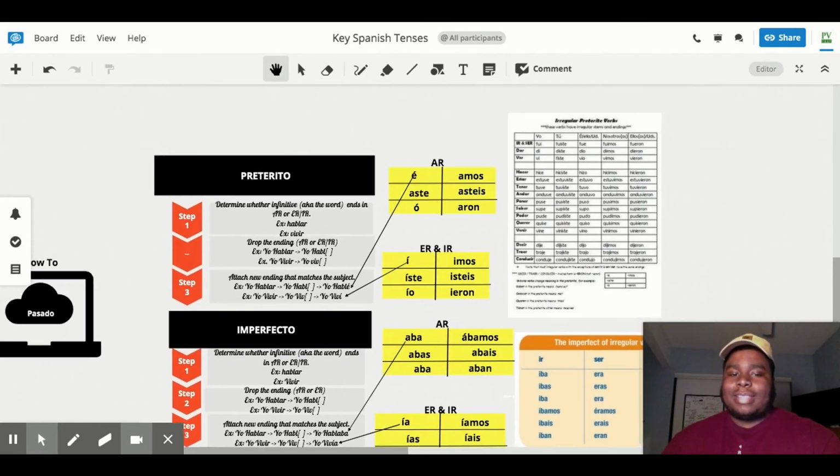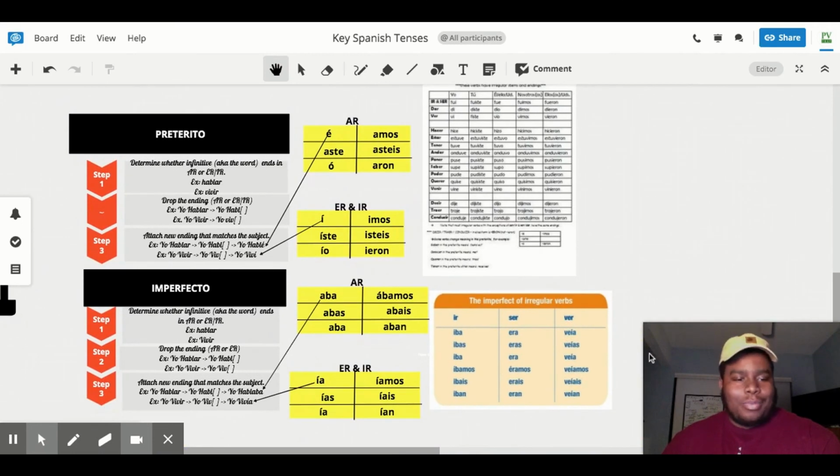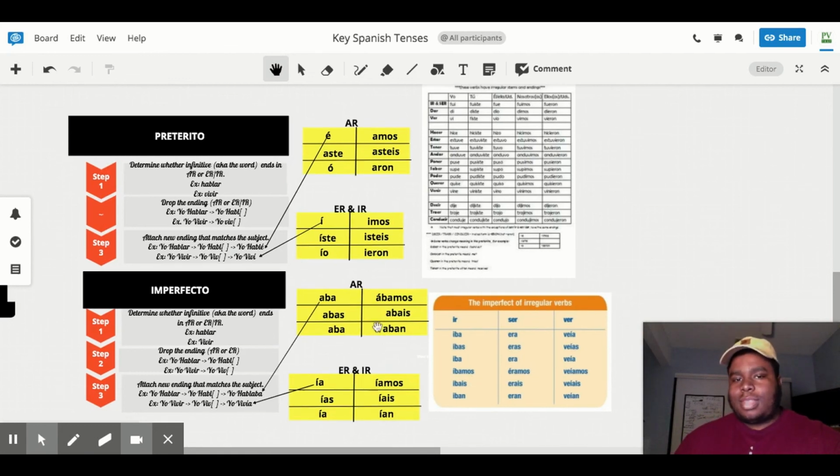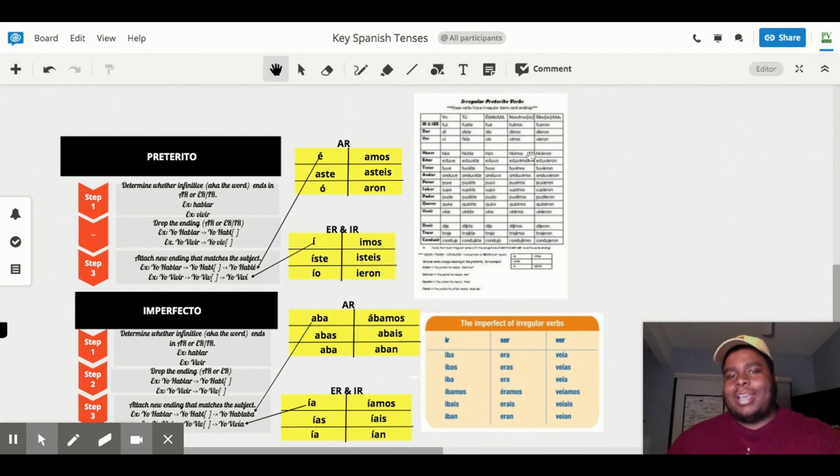Same deal, but I'm going to move over because my handsome face is in the way. There are some irregulars, but there's only three, and it's super easy. You can take a look at them here. But outside of those three, every single word you encounter will fall into these two categories. And I'll move up so you can see the preterite if you want to take a gander. But that is all for today.